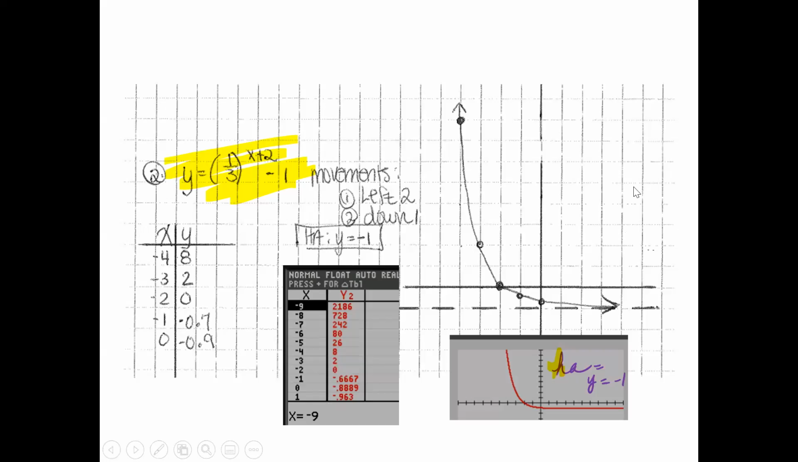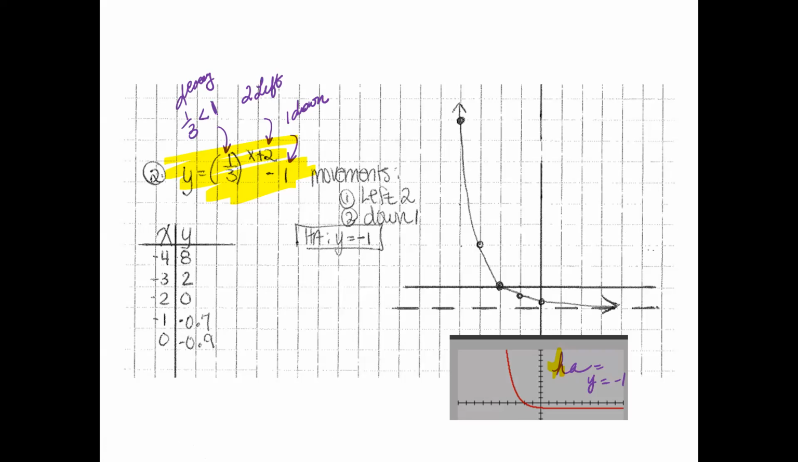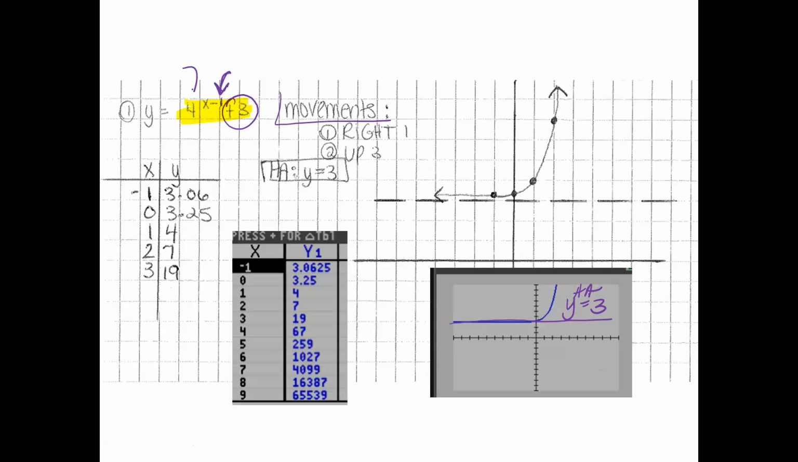So graph your graph, make sure you have a horizontal asymptote and your table of values, and then your movement is, because this is a positive, you're going 2 to the left. This is a negative, so you go 1 down. And you know this is a decay because your value in here is less than 1. Whereas in the previous example, your value here is 4, so this is a growth, because 4 is bigger than 1.